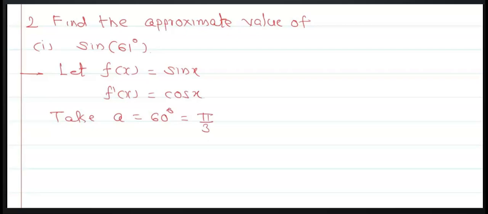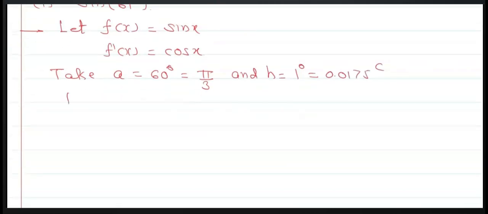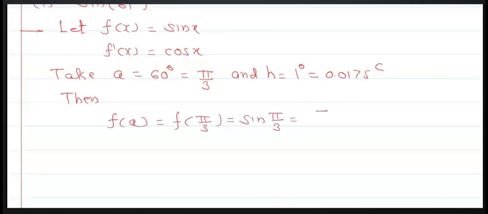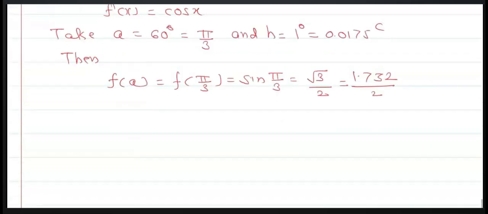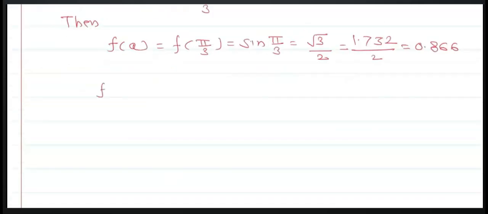Now function f of x is equal to sin x, f dash of x is equal to cos x, a is equal to 60 degree, pi by 3. h is equal to 1 degree, that is 0.0175 radian. Then f of a is equal to f of pi by 3, that is sine of pi by 3, that is equal to root 3 upon 2, and its value 1.732 upon 2, that is 0.866.